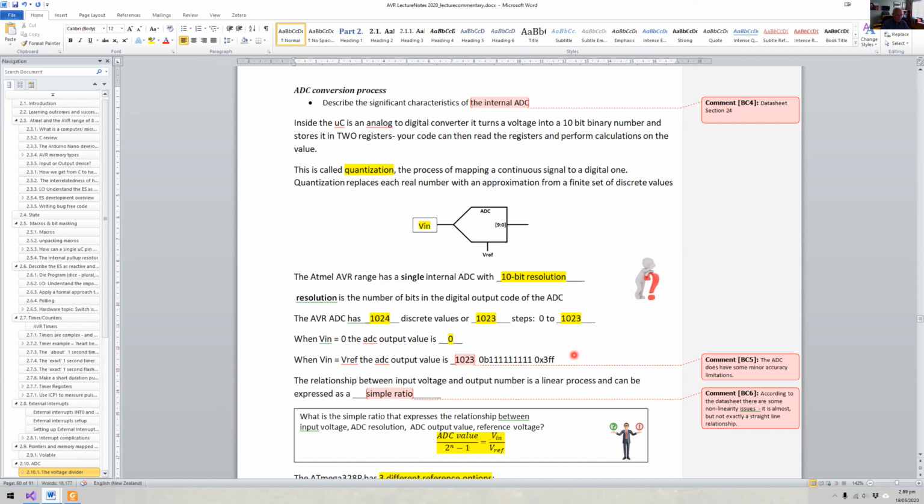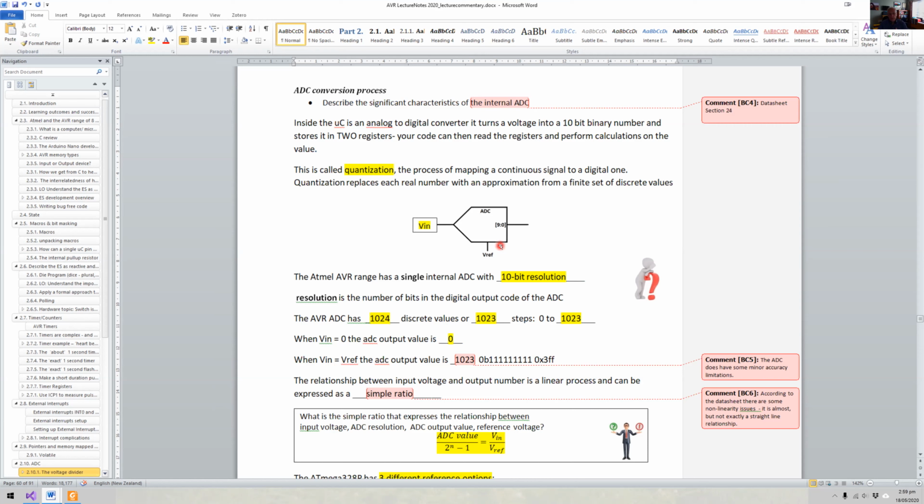0x3FF. So this is the range of our ADC output values, which of course means that these don't fit inside a byte, because a byte can only take up to 255 values. We've got an extra 2 bits on our number, so that means we must be working in 16-bit variables with this. Now this is, again, a simple ratio.